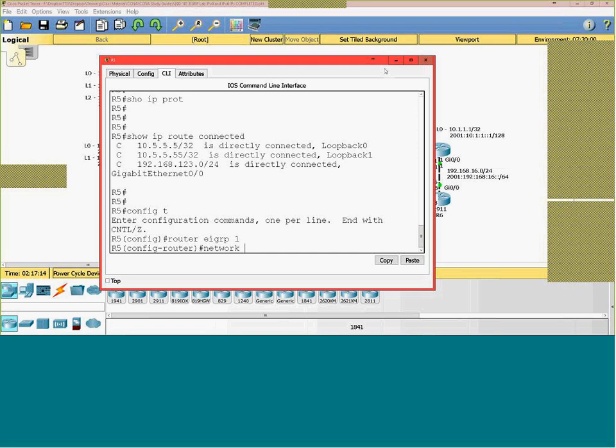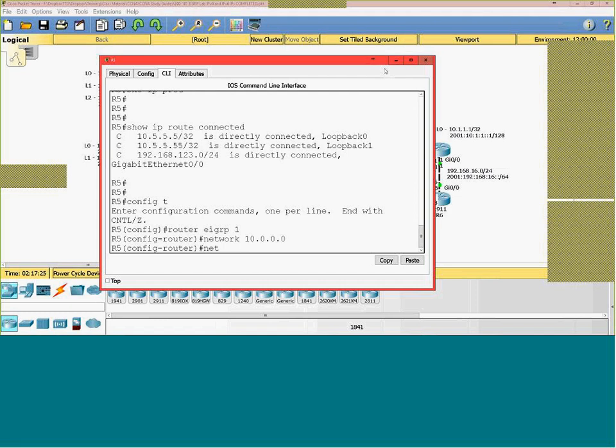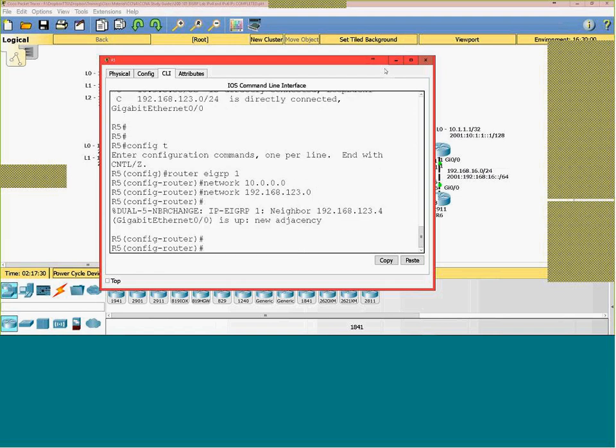Now, in this case, I might decide, okay, I don't want to use specific wildcards. I just want to use classful network statements. So I could say 10.0.0.0 and network 192.168.123.0. All right, and of course, as soon as I do that, I get a neighbor adjacency with router number 4.